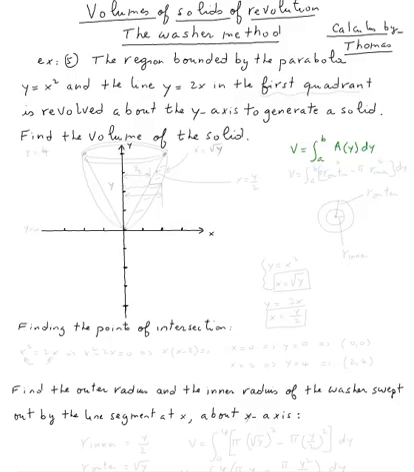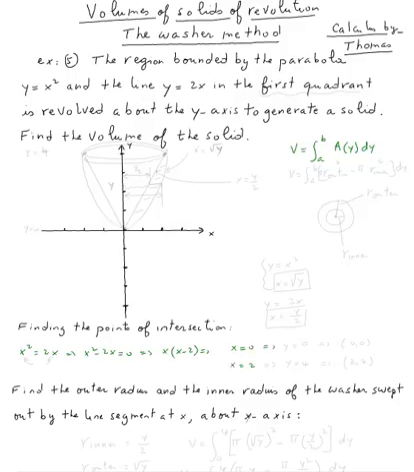To find the intersection, we always set the y's equal to each other. In other words, x squared equals 2x, which means subtract the 2x: x squared minus 2x is 0. Factor the x, and you get x times (x minus 2). So this means x equals 0 or x equals 2.